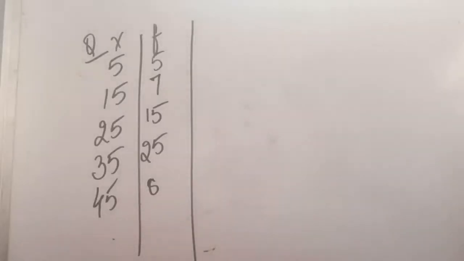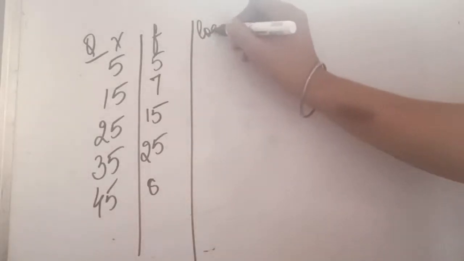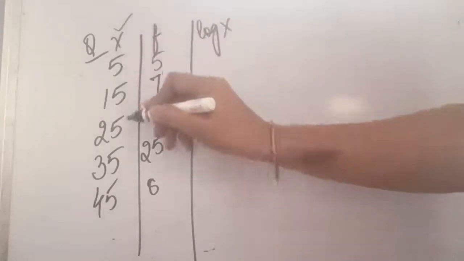Now in the discrete series we have been given x and f. So how to go about geometric mean in this case? First of all we will take log x. This is our x. We have to take log.